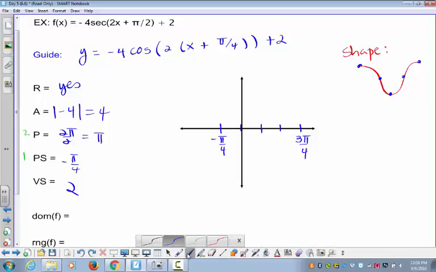Vertical shift is 2, so that's going to take our center line and lift it up 2 units. So I'm going to put 1, 2 right there, and that center line is going to be lifted up 2 units. And then how far above and below the center line do we go? 4 above, 4 below. This one takes us up to 6. And this takes us down to negative 2.